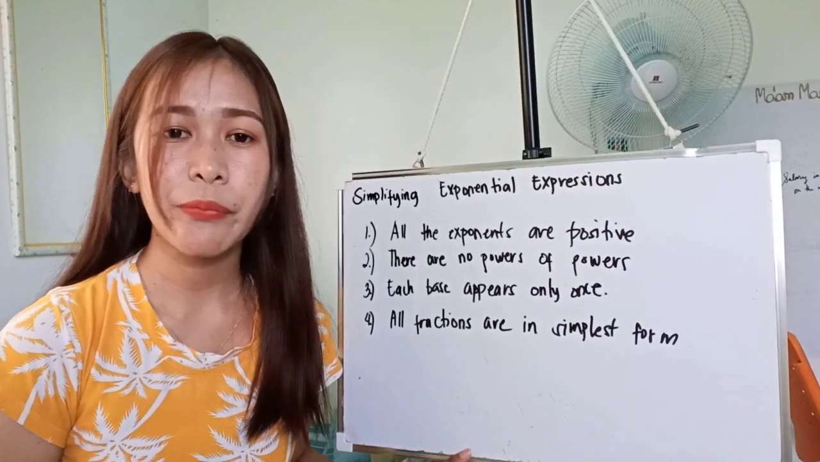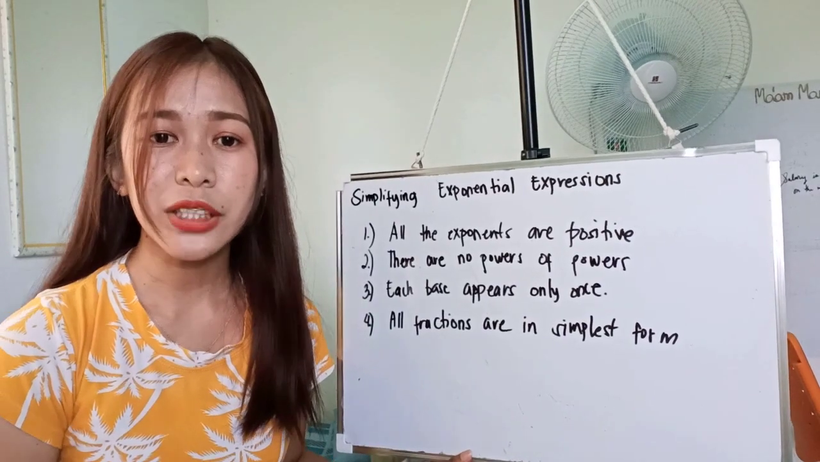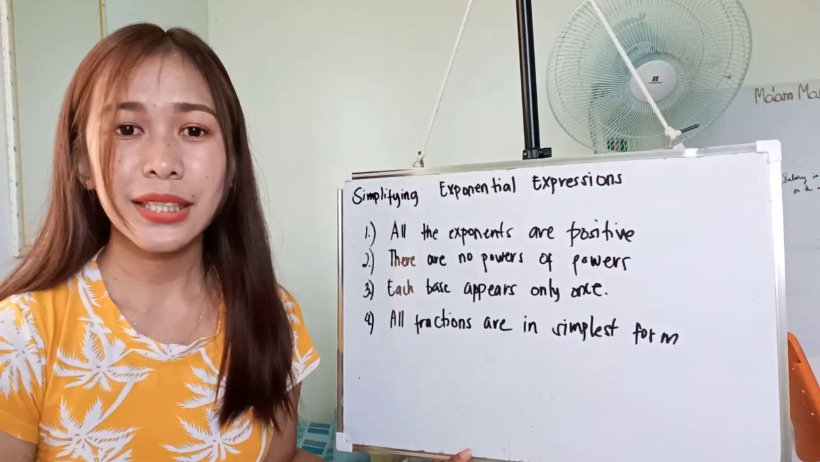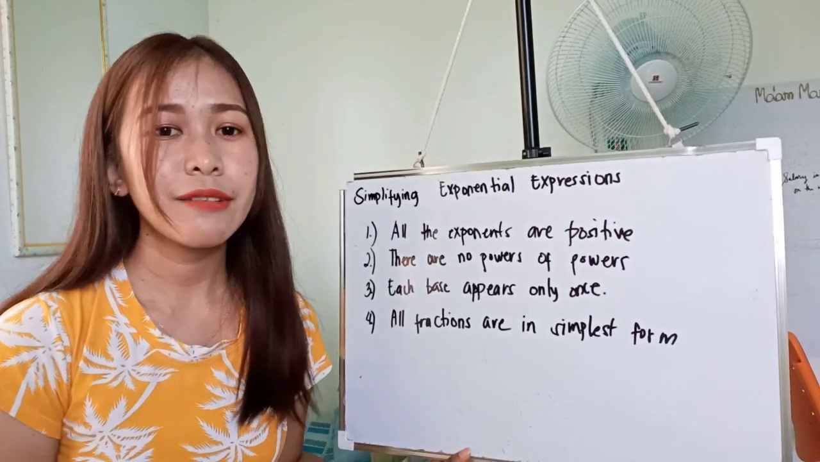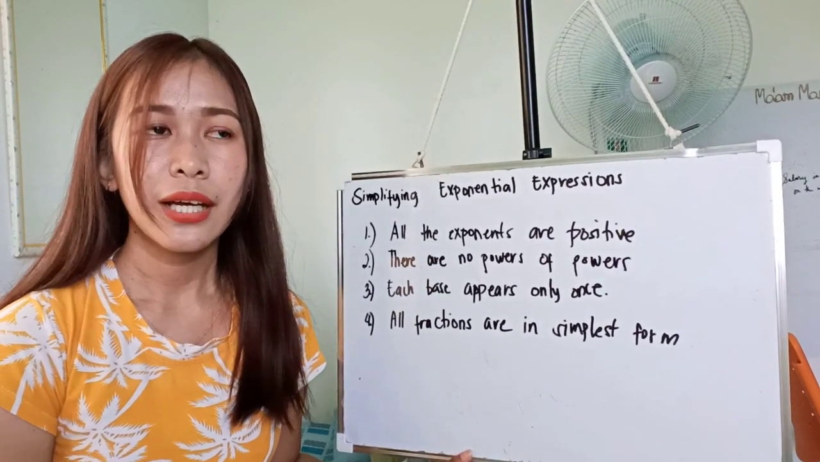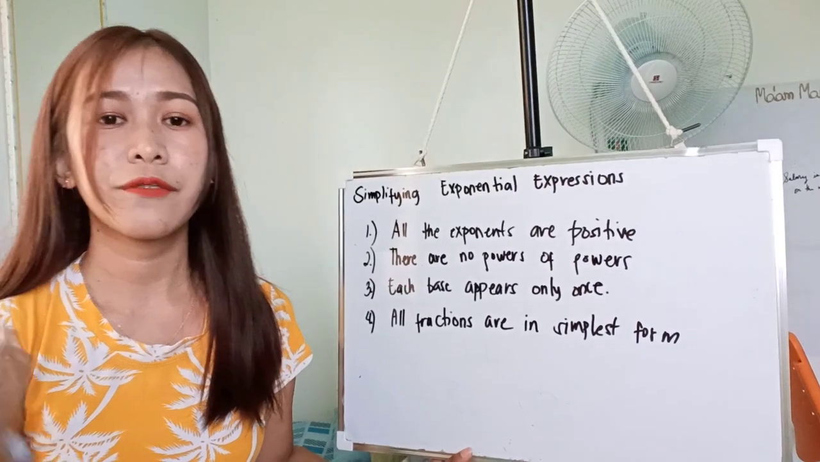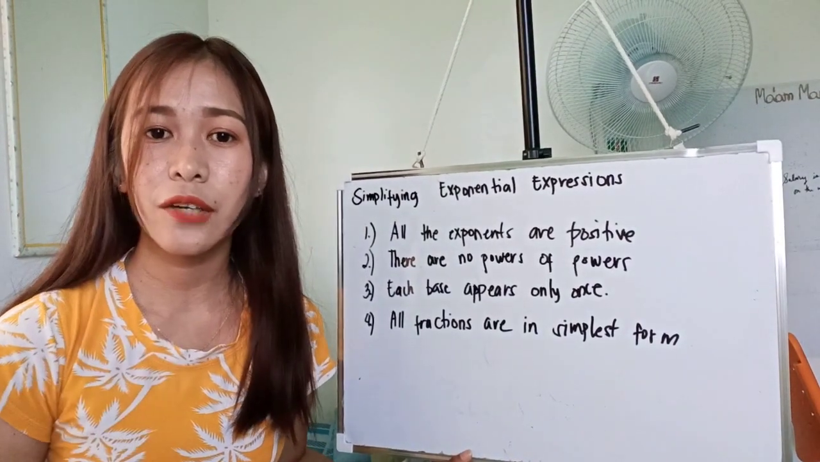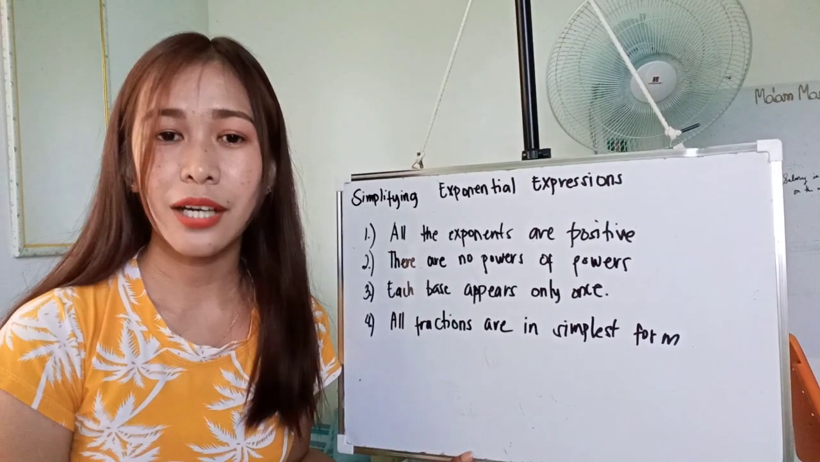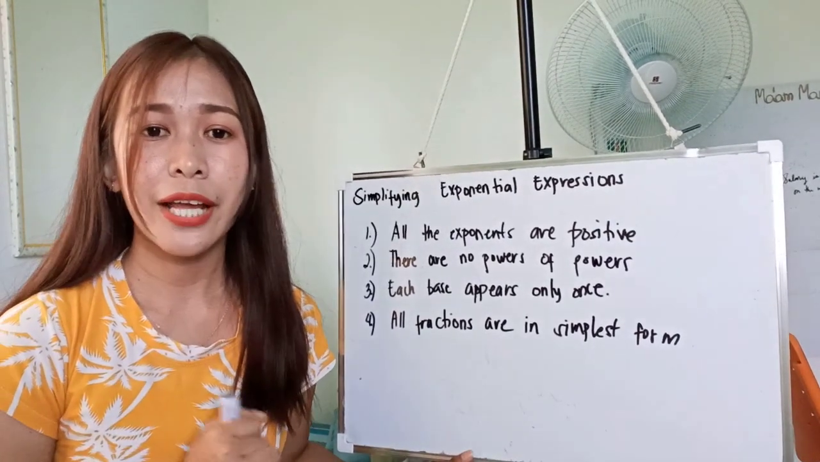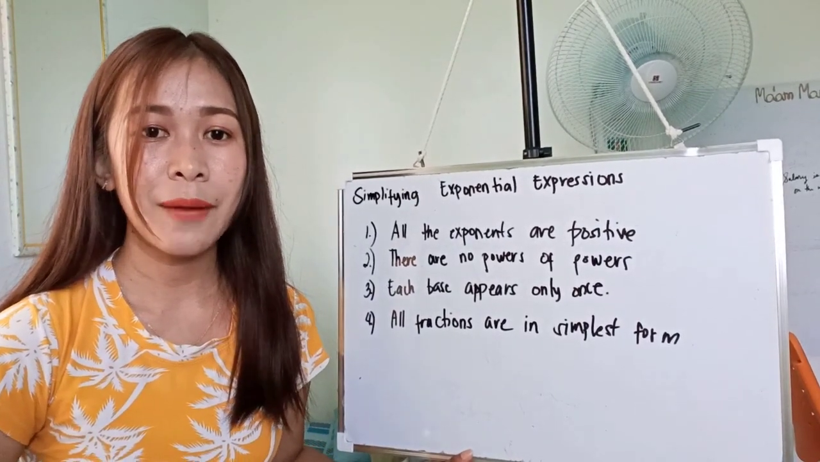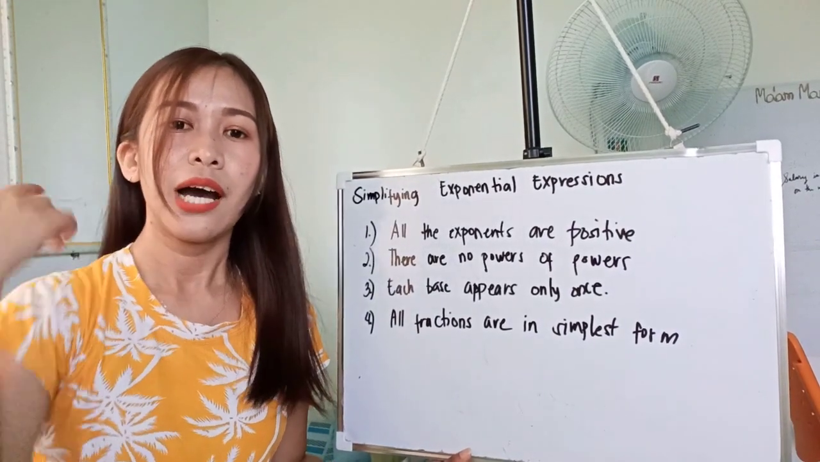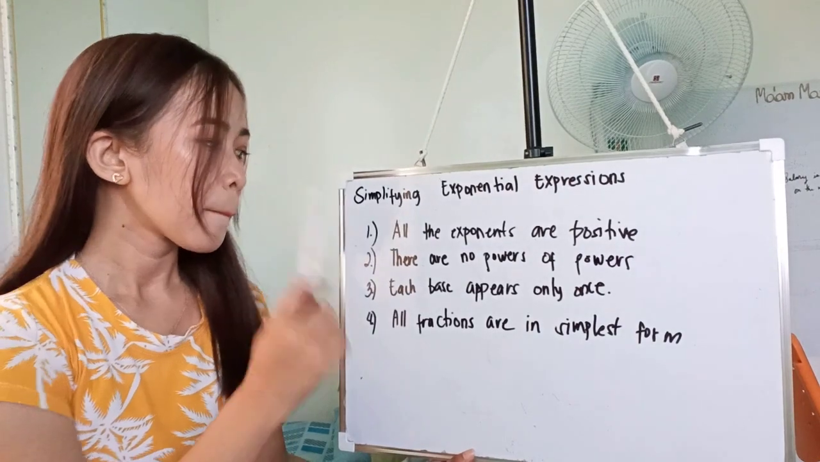So, an exponential expression is said to be in simplest form if, number 1, all the exponents are positive. Okay? Kailangan walang negative na exponent kasi masasabi nating simplified form na siya kapag positive na lahat ng exponents. Kasi kapag negative, of course, meron pa tayong gagawin. And that is under the negative integral exponents, di ba? Yung kagaya nung sinabi ko kanina, like a recap about the laws of exponent, di ba?